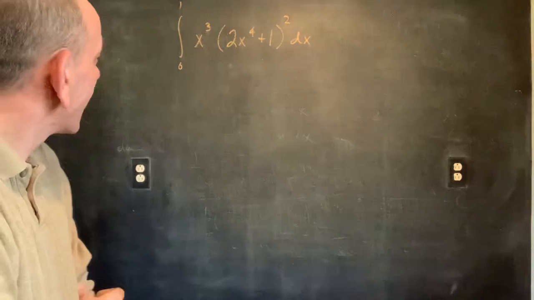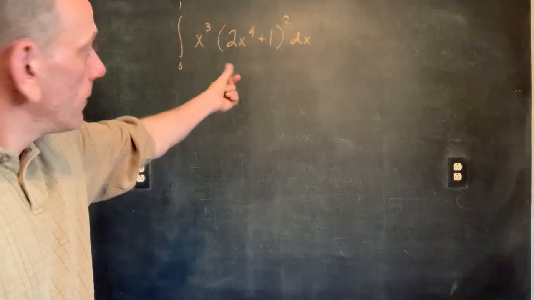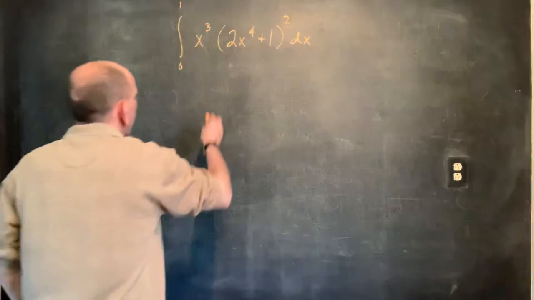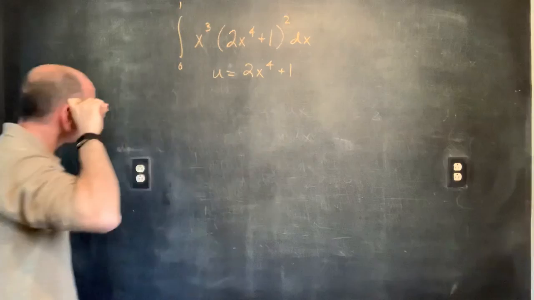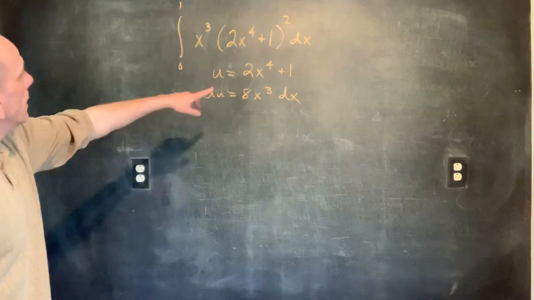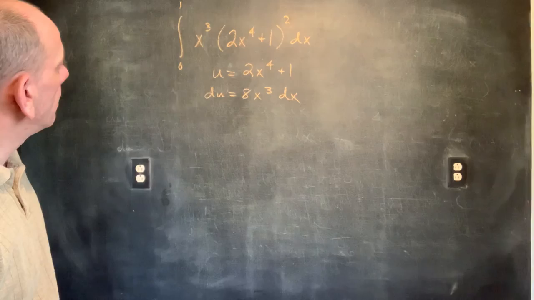So I've got this composite function. If I can substitute for everything inside those parentheses, I'm just going to have u squared. That's a power rule, it'll be u cubed over 3. That's easy, so that's what I'm hoping to do. u is 2x to the 4th plus 1. Well, if that's the case, what's du? du is 8x cubed dx. I look and go, the 8, don't care. I'm just going to pull that out.